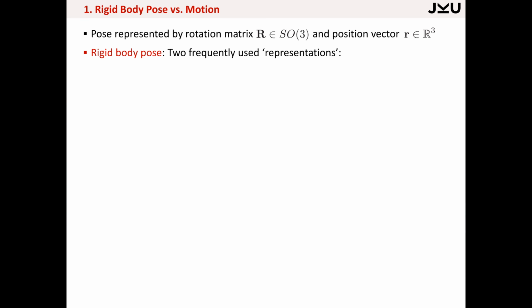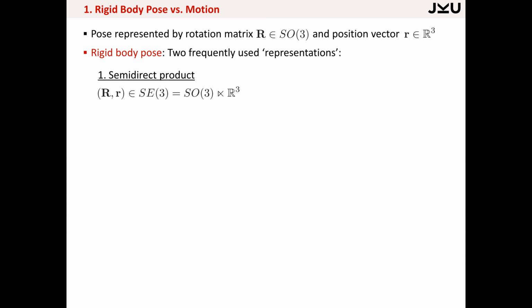There are different ways of actually representing it. It might be surprising, but there are still different ways of looking at this. One is what we call the semi-direct product, in a sense pretty simple. You put them together, you have the tuple of the rotation matrix and the position vector, and now you can say they are living in a certain space, and that space is what we call SE(3).